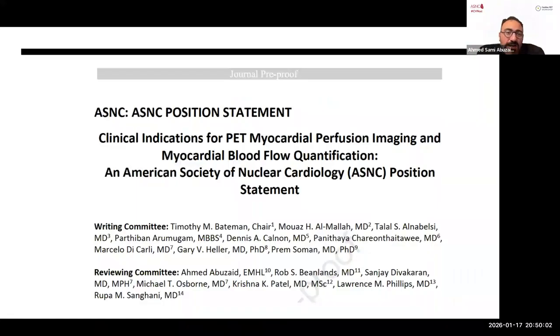And really, I did not want to have more conclusion, but I would like the conclusion to be our latest addition in ASNC, from our PET working group and PET committee. We talk about the clinical indications of PET myocardial perfusion imaging and myocardial blood flow quantification. This is still pre-proof, not yet published, but being part of the work group, I think there are a lot of teaching points and changes in how we think.